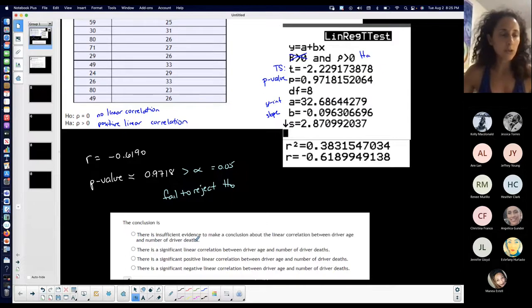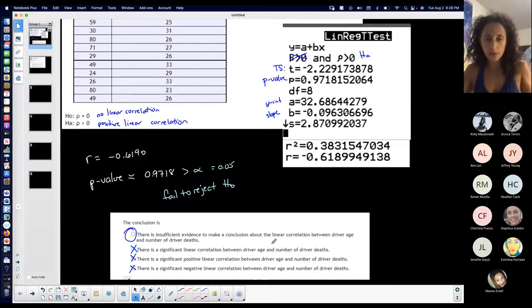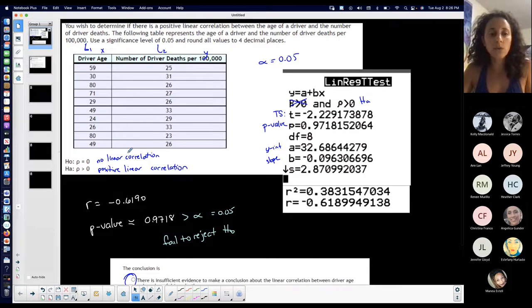There is a significant linear correlation between. There is definitely not. Right? A significant linear correlation, so that's out. Process of elimination, right? There is a significant positive linear correlation. No, wait, there's not even any linear correlation. There is a significant negative. Nope, not negative either, because this is a huge p-value. So boom, there is insufficient evidence to support the conclusion about the linear correlation between driver age and number of driver deaths. So again, I'm failing to reject the null. So I'm not going along with this. And if I'm failing to reject the null, then I'm going with that there's no linear correlation, okay?